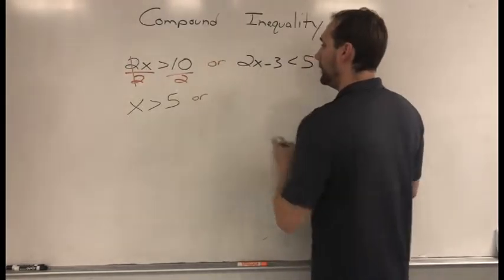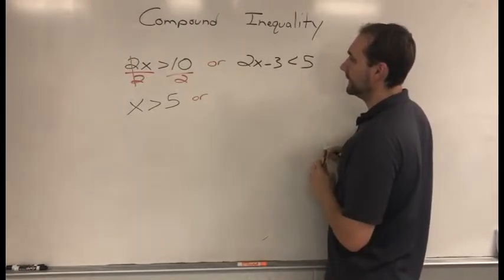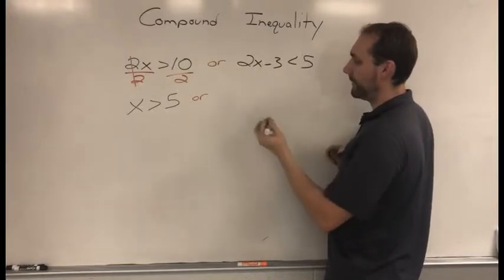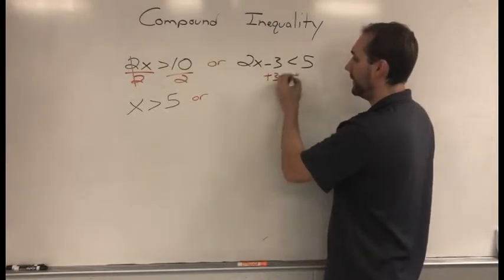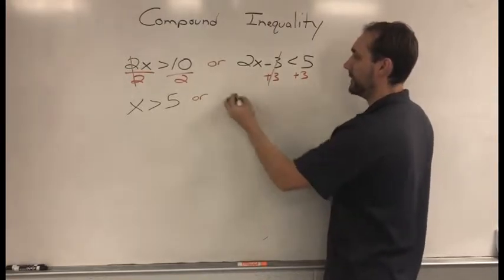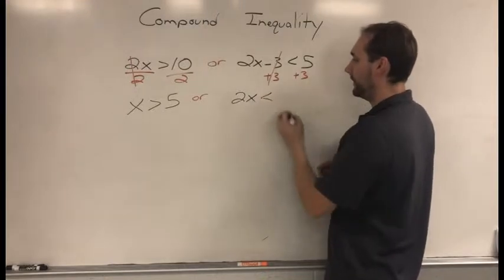Or, now let me solve this one. 2x minus 3 is less than 5. I need to isolate my variable, so I need to get rid of this negative 3. And what's the opposite of subtracting 3? Adding 3, because that'll make that 0. It'll give me 2x on the left, less than 5 plus 3, which is 8.